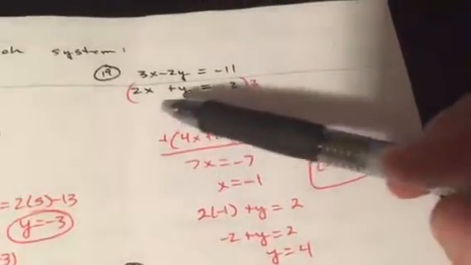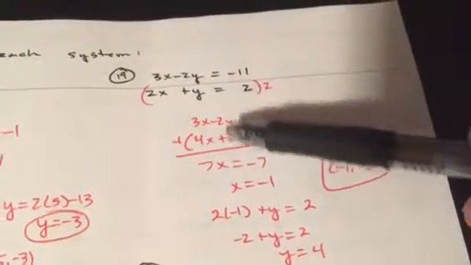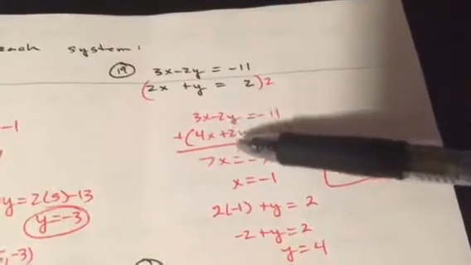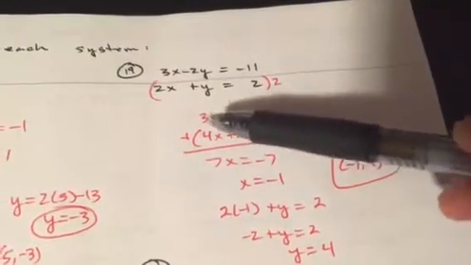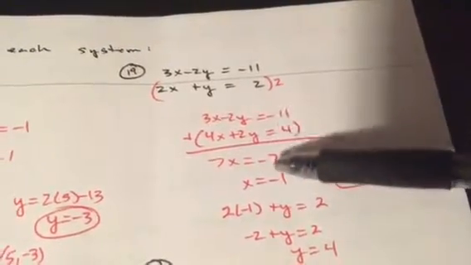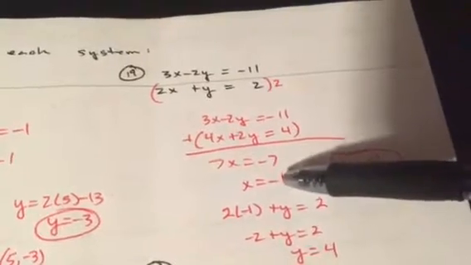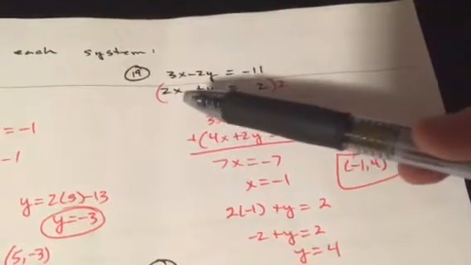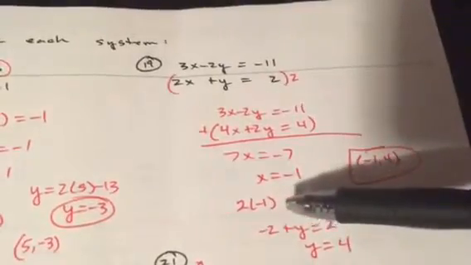All right, next one here. If you double the second equation, then you get the y's to match up. They're opposites. Add. To get rid of opposites, you add. Get 7x equals -7. X is -1. Plug -1 in for x right here in the second equation like we did. You're going to get y equals 4.